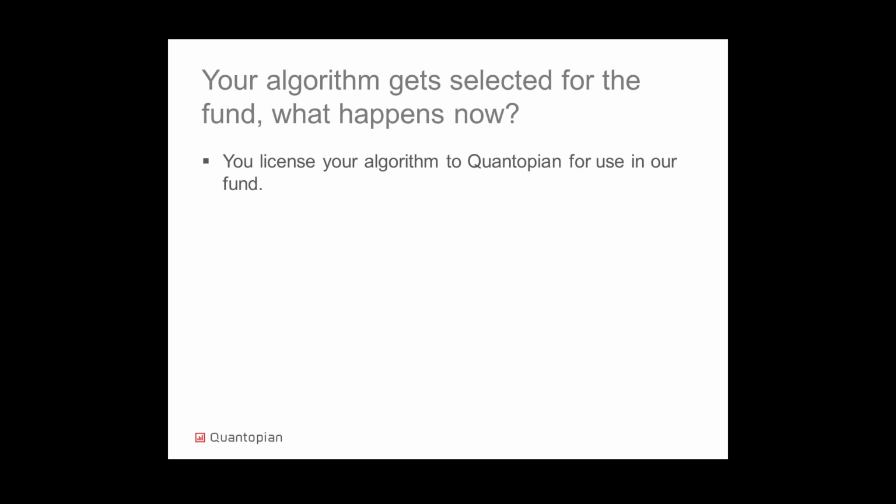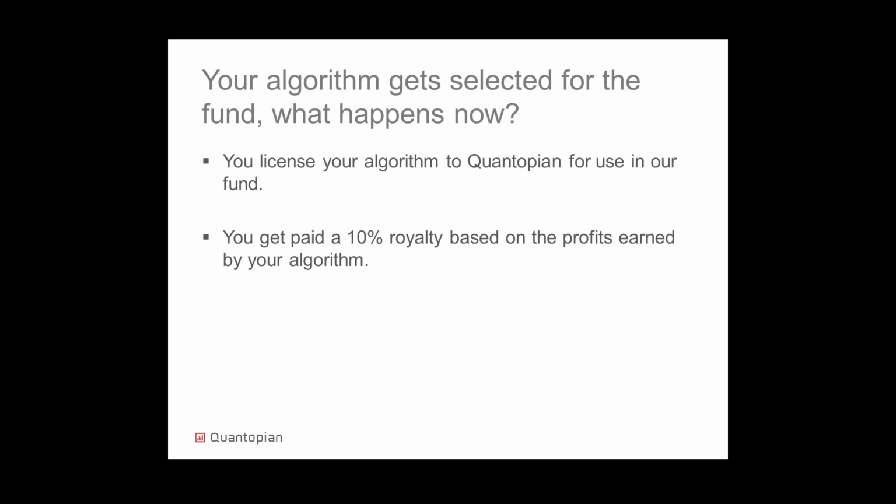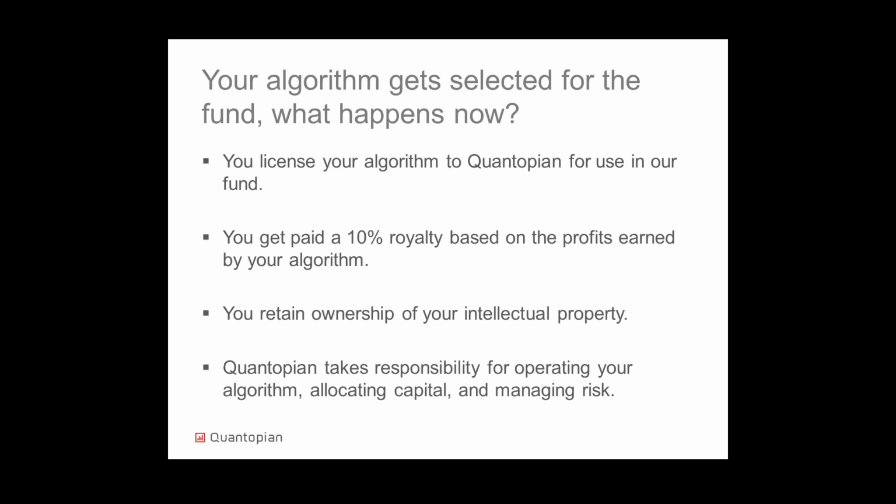What happens now? At this point, it's obviously an opt-in arrangement, and you've decided that you want to license your algorithm to Quantopian for us to use it in our fund. So you do that. We pay you a 10% royalty based on the profits that your algorithm earns. You retain the ownership of your intellectual property, so we don't get any claim on keeping your algorithm. And Quantopian takes responsibility for operating the algorithm, finding and allocating the capital to the algorithm, and managing the risk for the algorithm.